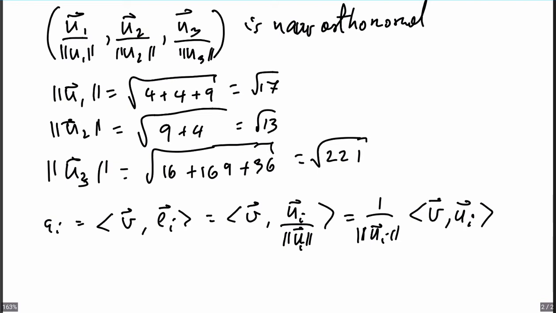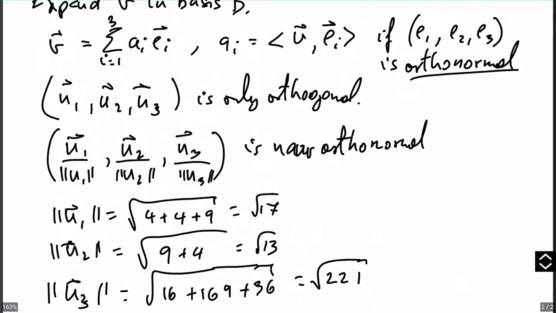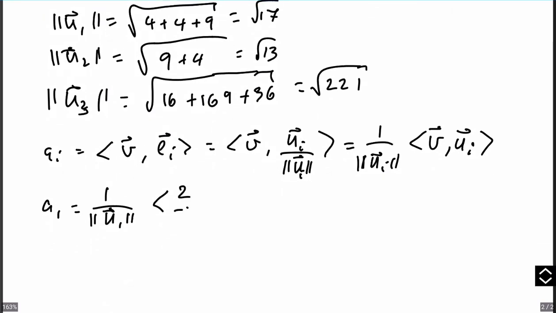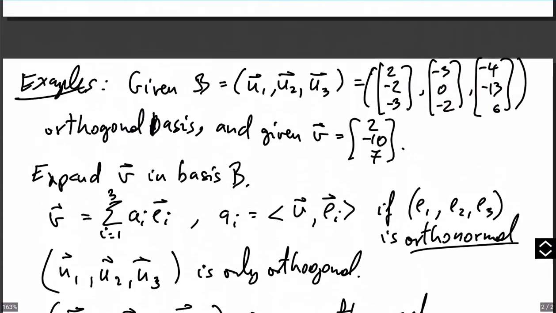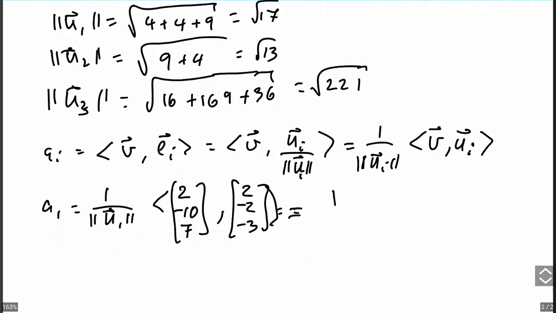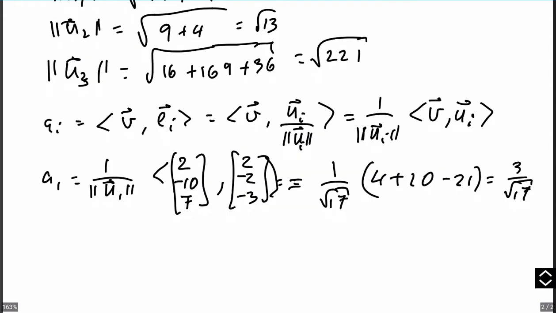And then for a1, we have 1 over the norm of u1 times the inner product of (2, -10, 7), the v vector, with the u1 vector (2, -2, -3). So this is 1 over the square root of 17 times (4 plus 20 minus 21). So that's 3 over the square root of 17. And then, and so on, a2, a3.